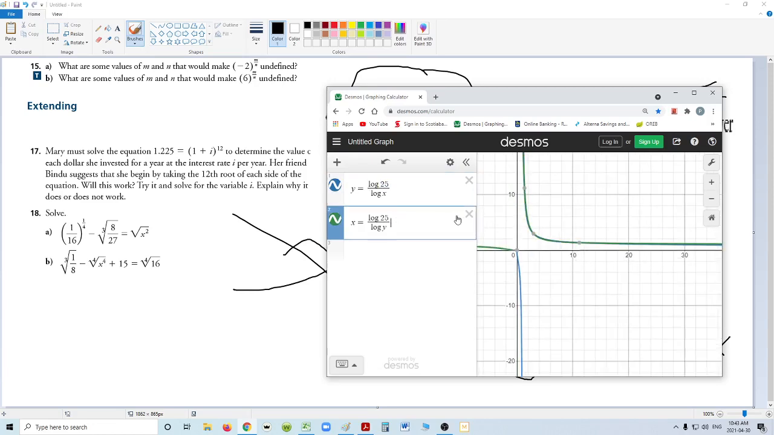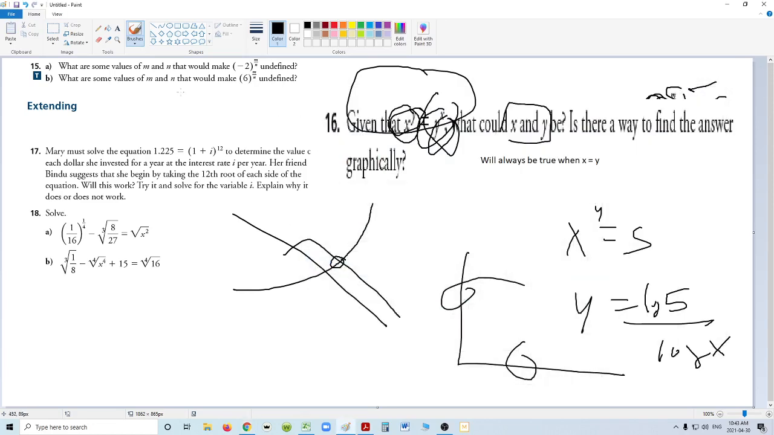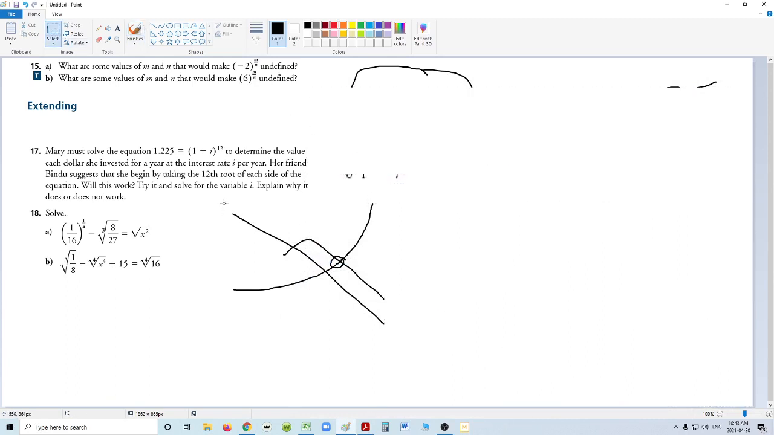Weird. Actually, see, there's a good one. Graphically, I can't wrap my head around it. But definitely when x equals y, the solutions are true.